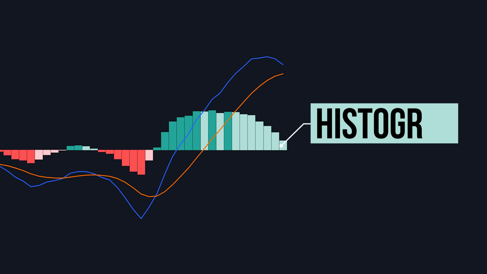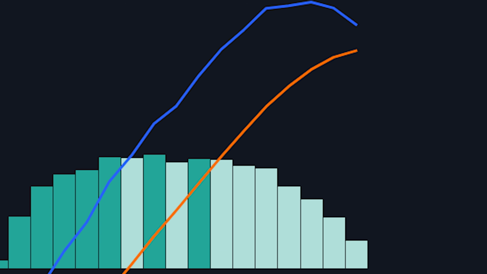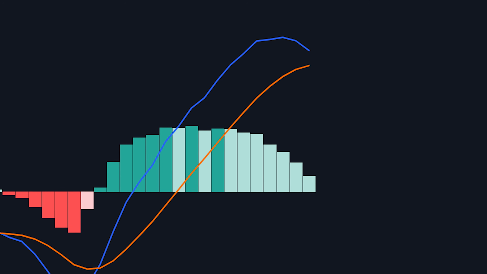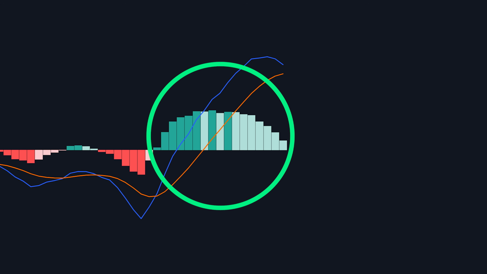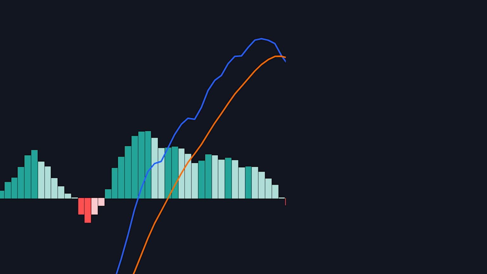Then we have the histogram, which represents the difference between the MACD line and the signal line. So, for example, the smaller the space between the two lines, the smaller the histogram. The larger the space between the two lines, the larger the histogram. You can also see once the MACD line crosses above the signal line, the histogram will automatically turn green. If the MACD line crosses below the signal line, the histogram will turn red.